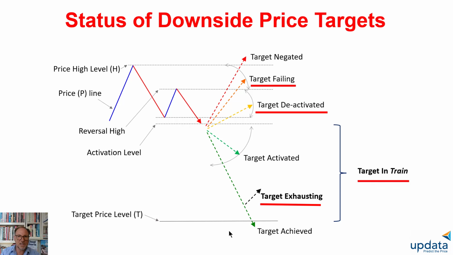The same applies to the downside in reverse. So we have downside targets and the target is negated. So it's just the same in reverse.